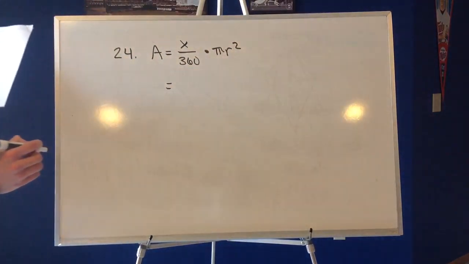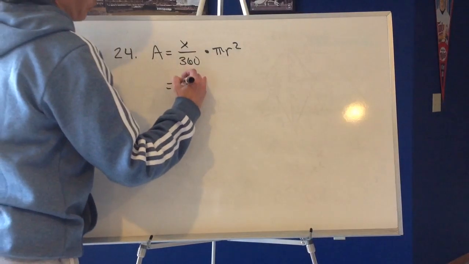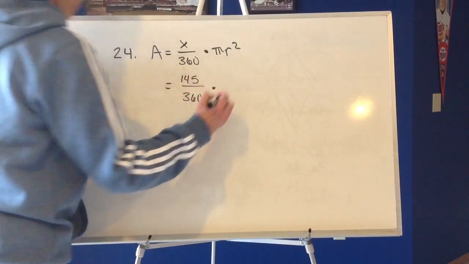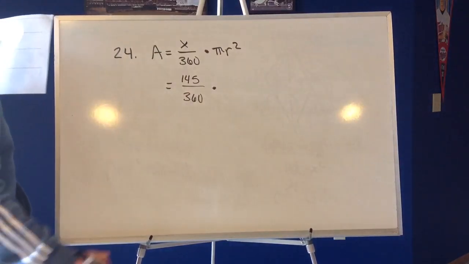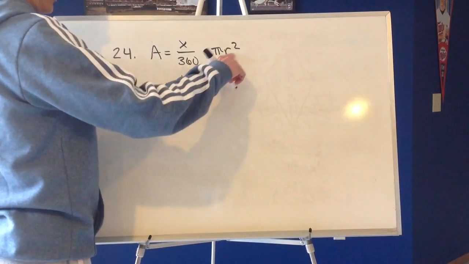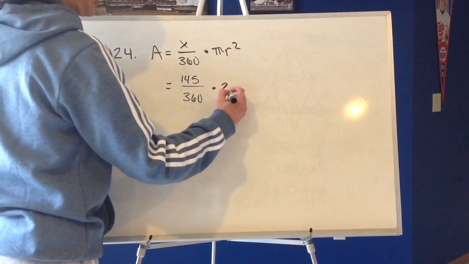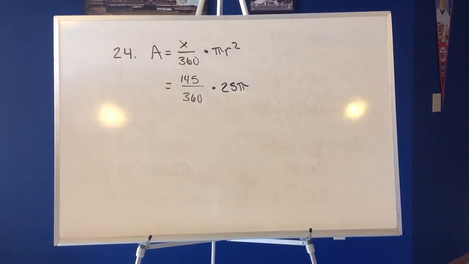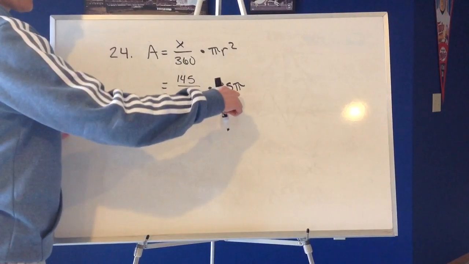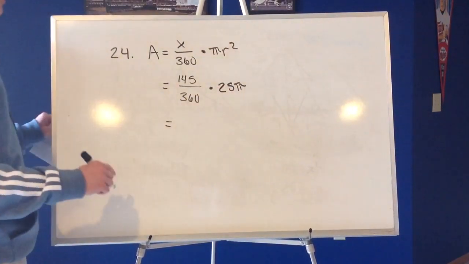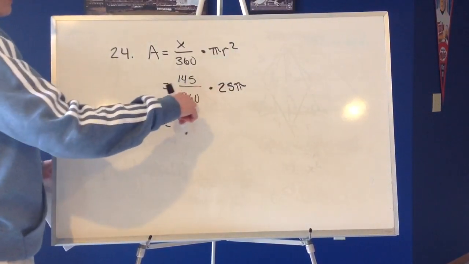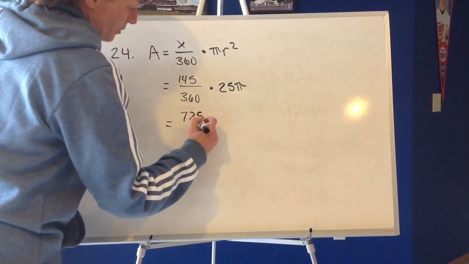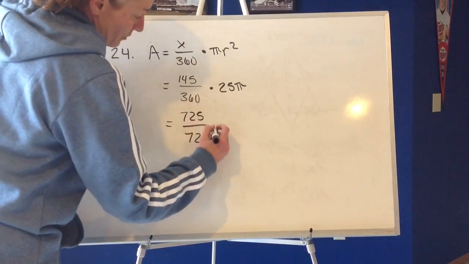So this one tells you the central angle is 145. Tells you have a radius of 5. So if you want to go 5 squared, you can. If you want to just go ahead and say, I know what 5 squared is, and write it as 25, you can. Again, when you're putting it in the calculator, do not put the pi in the calculator. Just the 145 over 360 times 25, and you'll end up with 725 over 72 pi.